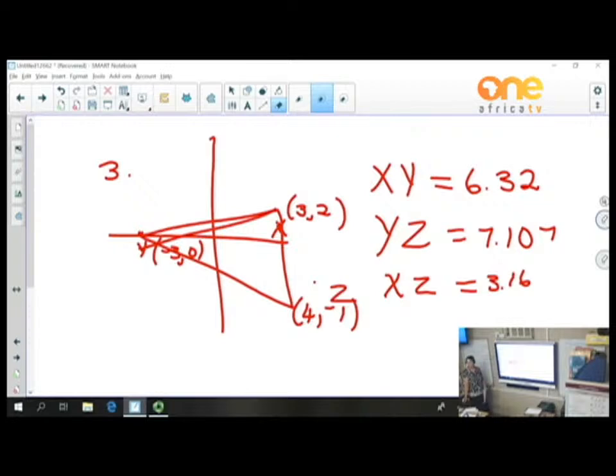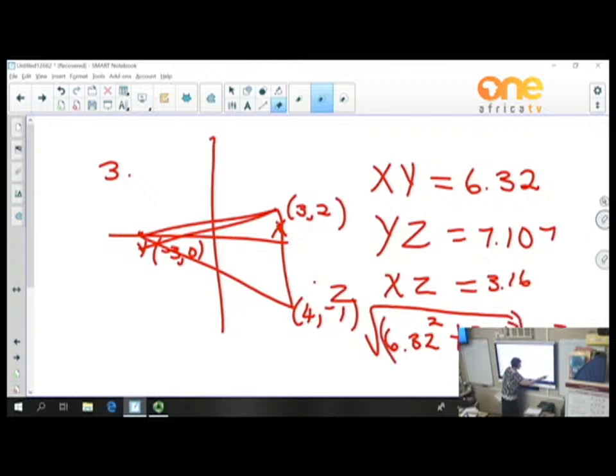Now the question is, when is a triangle a right angle triangle? If you can prove Pythagoras, then it will be a right angle triangle. So we have to show that 6.32 squared plus 3.16 squared, you have to use extra brackets there, is equal to the other side squared. That's how you show that something is a right angle triangle. You use Pythagoras. And then they say, find the perimeter correct to 3 significant figures. So I just had to add, what is the perimeter?